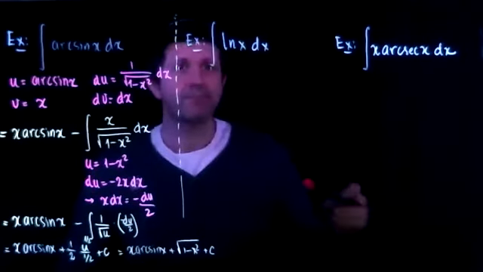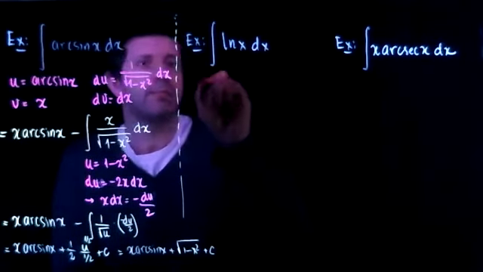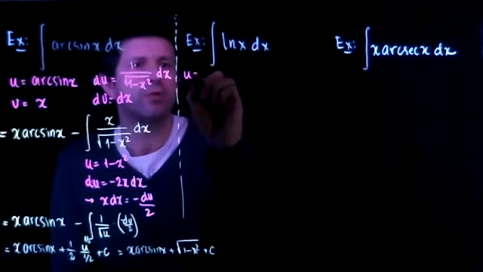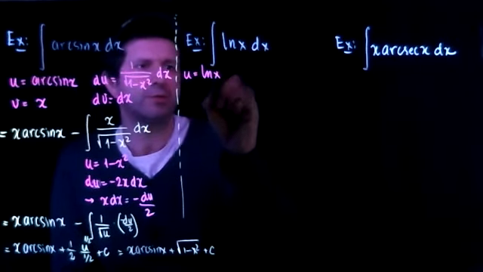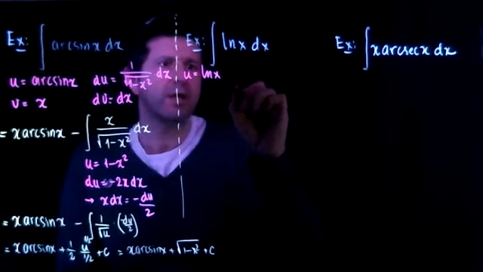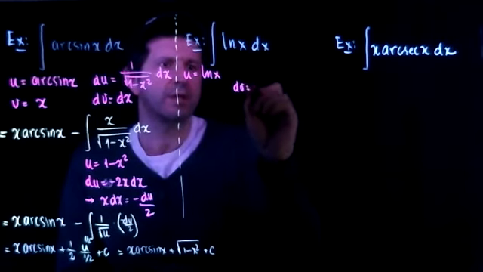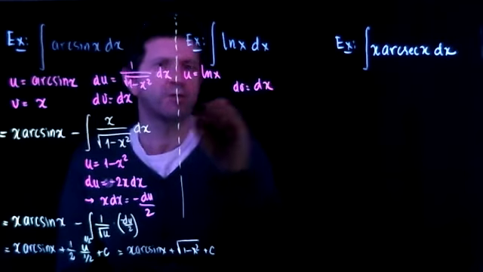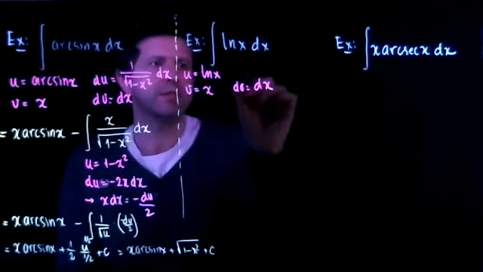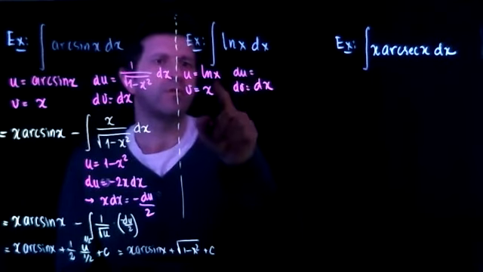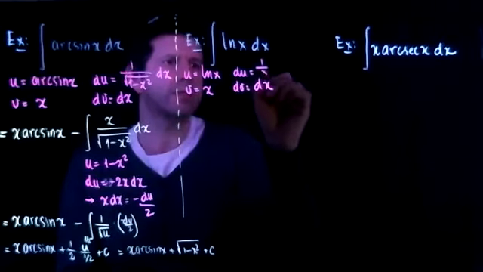Okay, next one. So same idea here. By parts, u is ln x, right? Don't forget the priorities. And dv is dx. So v is just x, and du, derivative of ln x, is 1 over x dx.